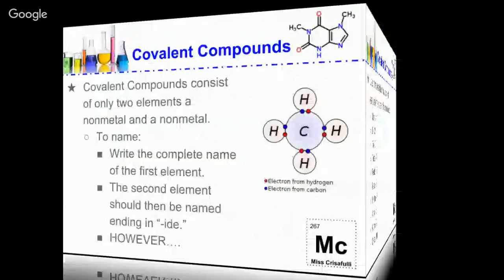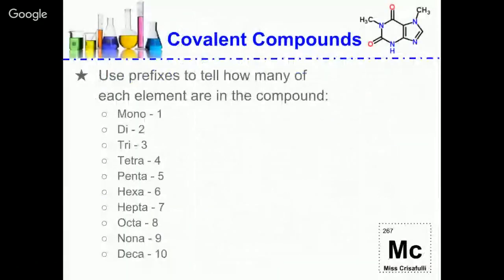However, for covalent compounds, you need to use prefixes to tell how many of each element there are in that compound. So mono is 1, di is 2, tri is 3, tetra is 4, penta is 5, hexa is 6, hepta is 7, octa is 8, nona is 9, and deca is 10. Now remember, when there's one of an element and it's the first element in that compound, you do not use mono.